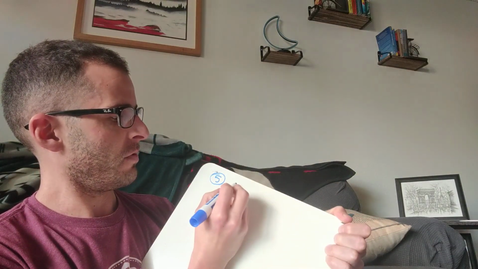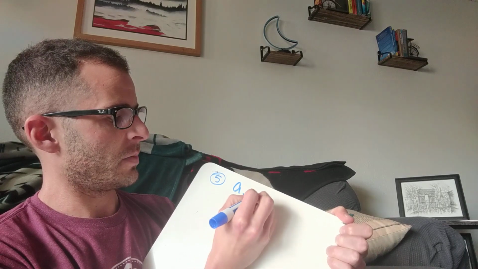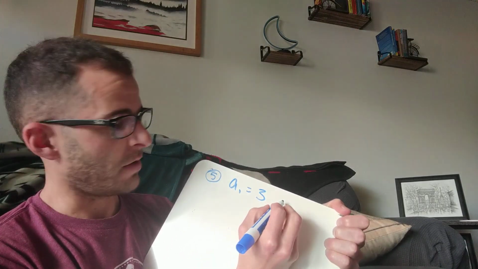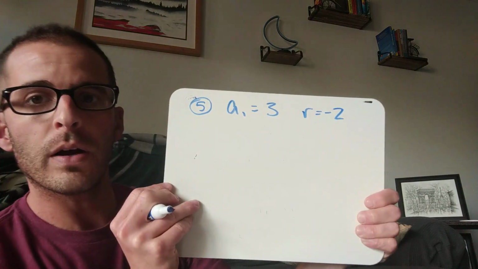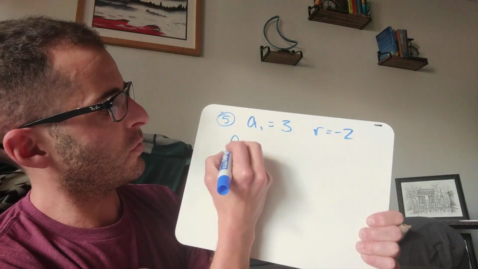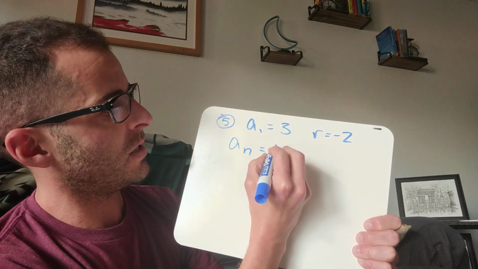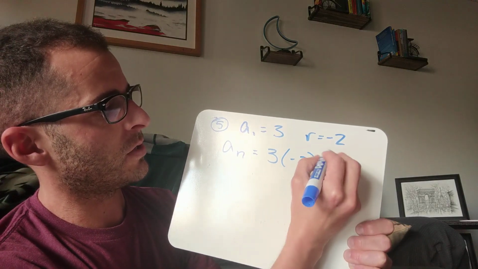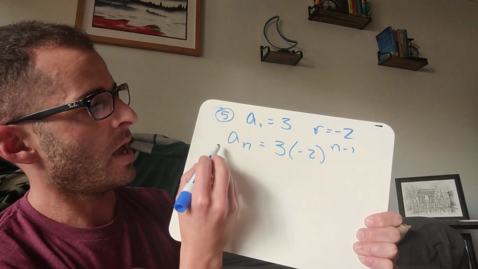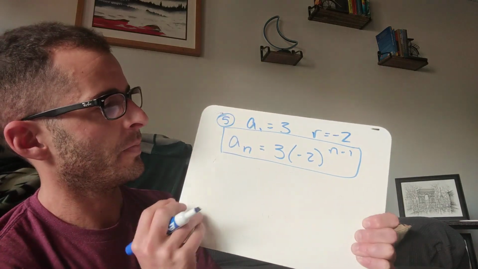So number 5, I found out that a sub 1 is 3, and I know that the common ratio is negative 2 from the book. So the rule is that the next number is equal to the first term times the common ratio to the term you're on, take away 1, and here is my rule.